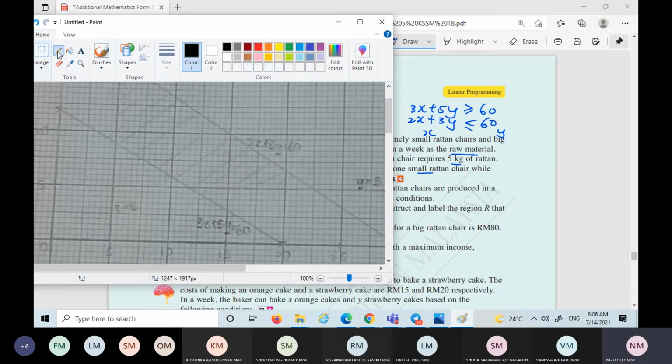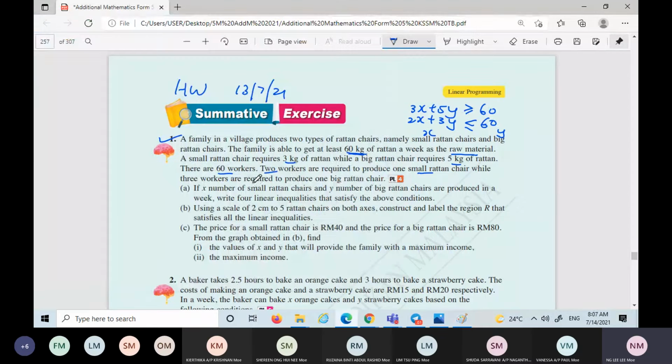If I write again, this is the 3x 5y. Then this is the 2x 3y. Okay, we come back to the questions again.